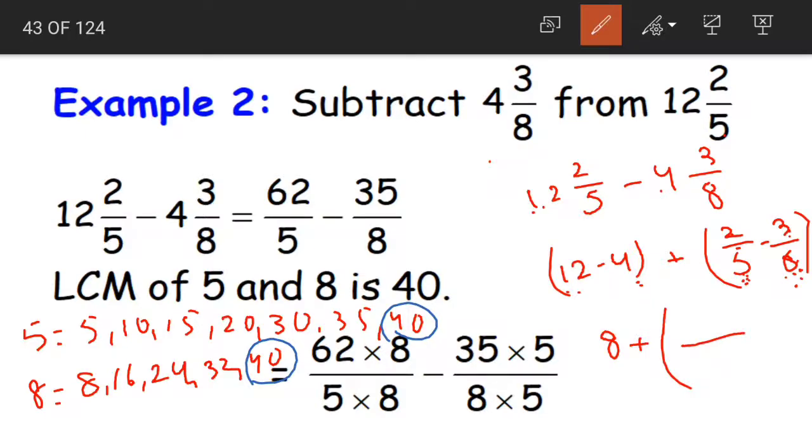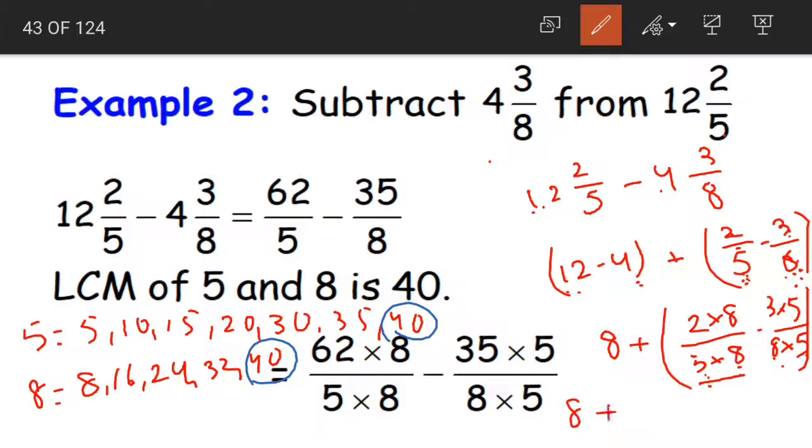So yes, what will 2 by 5 become? What should we multiply 2 by 5 with? We want 40 in the denominator. So we will multiply with 8. 5 8s are 40. And then here we have 3 by 8. We are having 8. So we need to multiply with 5. Yes, children, 8 5s are 40. Even here we will get 5 8s are 40.